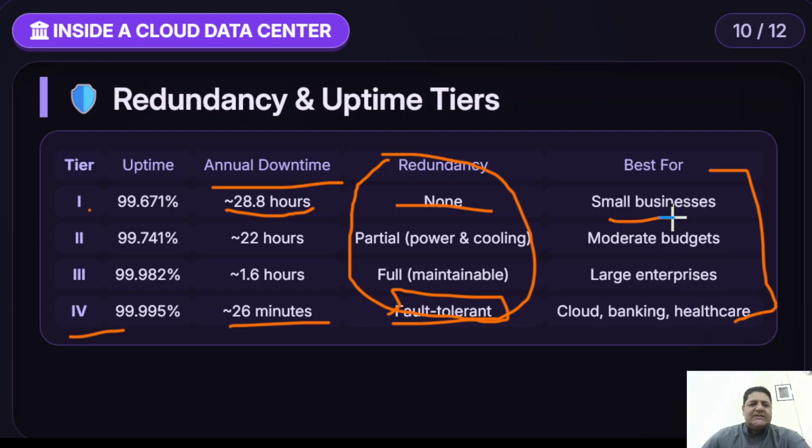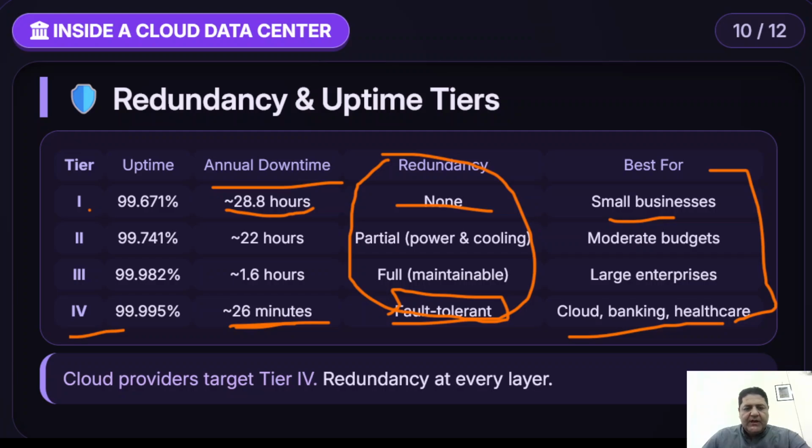So, जो small businesses हैं, for example, वो tier 1 को प्रेफर करते हैं, इसकी कास्ट कम होती है, और जो हमारे पास क्लाउड है, बैंकिंग है, हेल्थ केयर है, they prefer this tier 4 data center, for example. So this uptime, it is represented in this 99.9%. You can calculate it yourself as well.